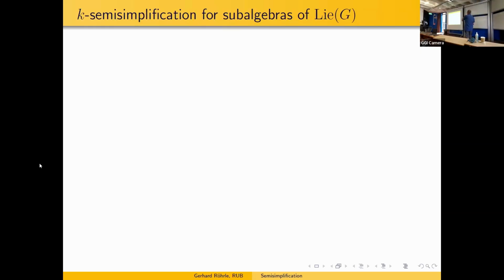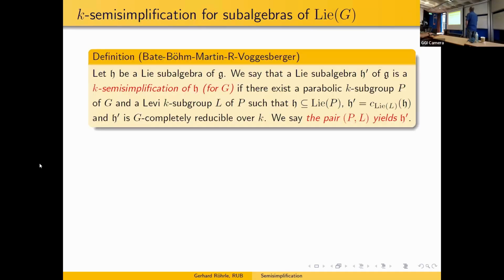And this again leads to the notion of a K-semisimplification. We do the same thing. I have a Lie subalgebra H of my Lie algebra of G, and I say that another Lie subalgebra H prime is a K-semisimplification of H, if there is a K-defined parabolic subgroup P of G and a Levi K-subgroup L such that H is in the Lie algebra of P, and it actually projects to the Lie algebra of L. And this H prime is G completely reducible. Okay. And again, I say this pair yields H prime.